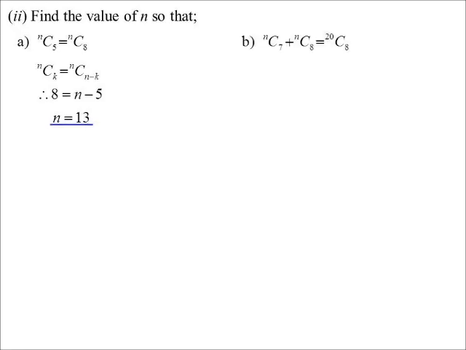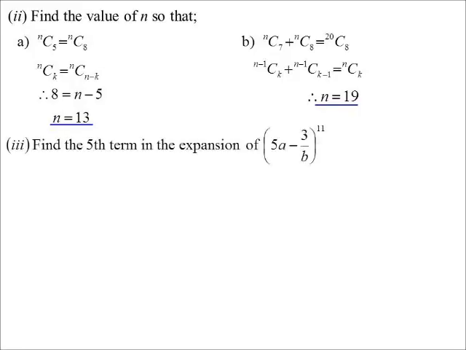Now, if nC7 plus nC8 is 20C8, now we're talking about that one that says in order to create, we go to the row above. So that one, (n minus 1)Ck plus (n minus 1)C(k minus 1) is nCk. So if we want 20C8, it must have come from the 19th row. So we know n is 19.